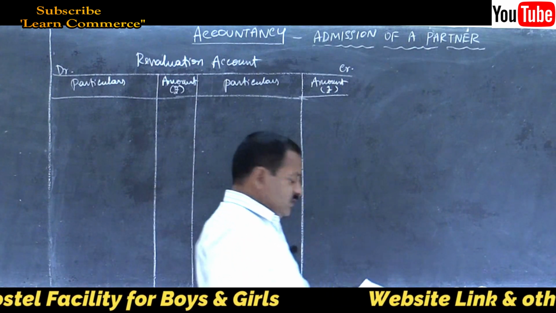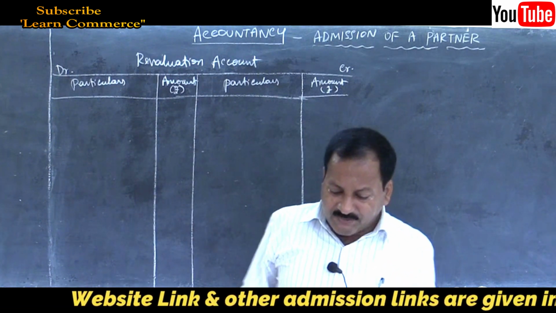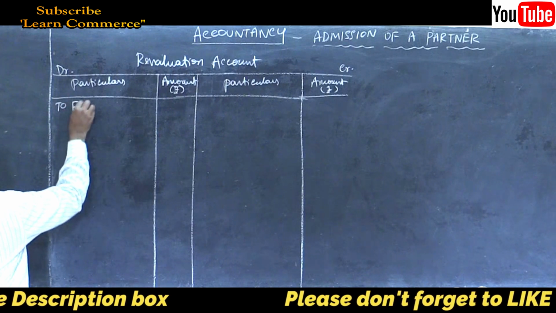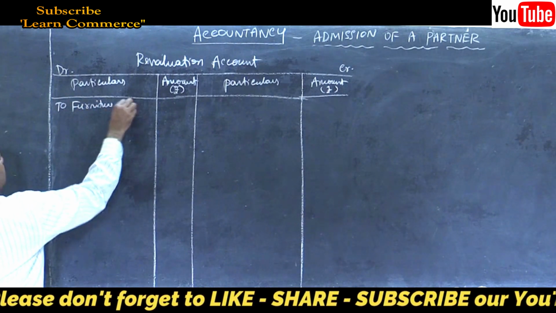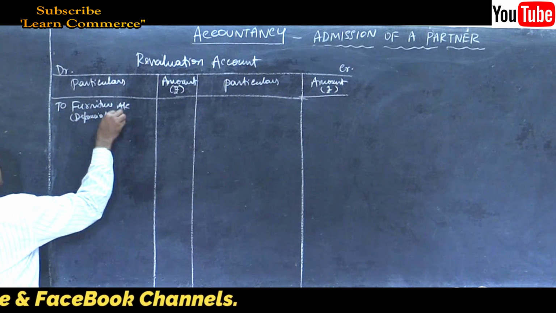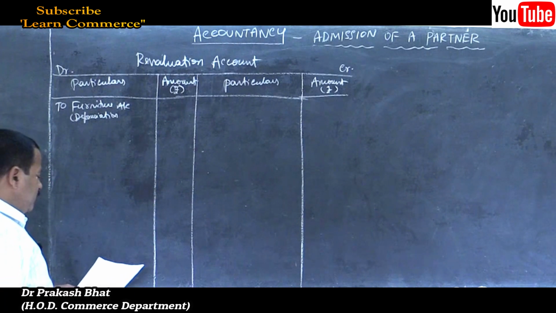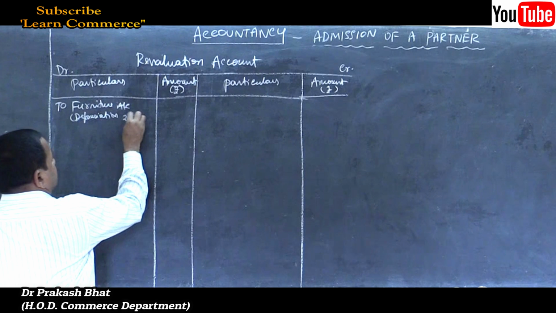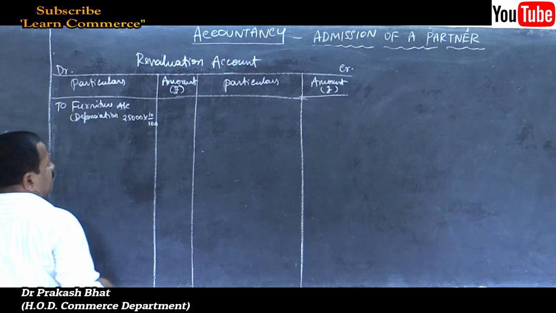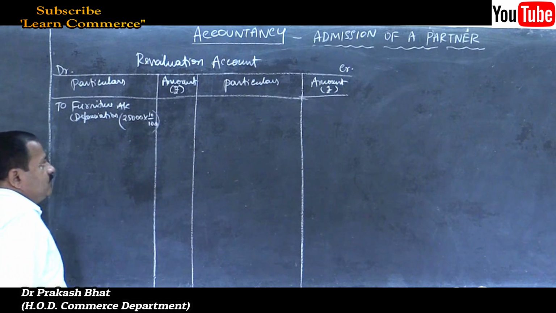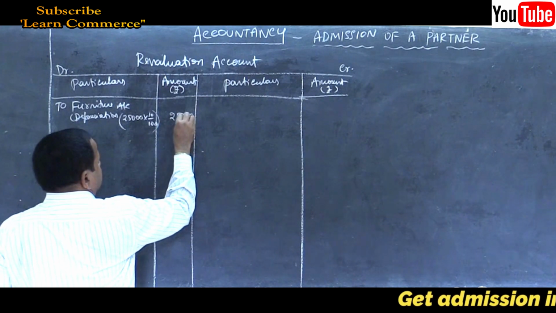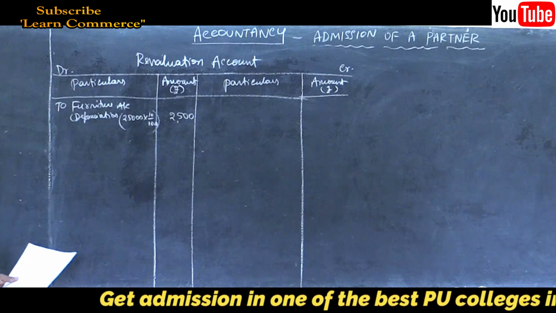First one is depreciate furniture by 10%. So, to furniture account, depreciation. Calculate how much? 25,000 into 10%, 25,000 into 10 by 100. Show it within brackets. Write the amount in the outer column: 2,500.